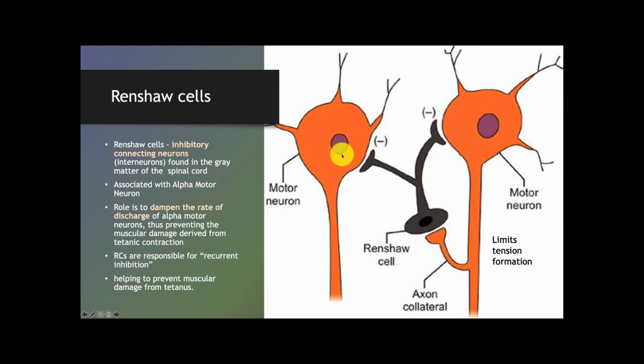You guys should all know what summation is. If you don't, I'll look at it on the next slide for you. And this is going to limit the tension formation. So these are responsible for recurrent inhibition.